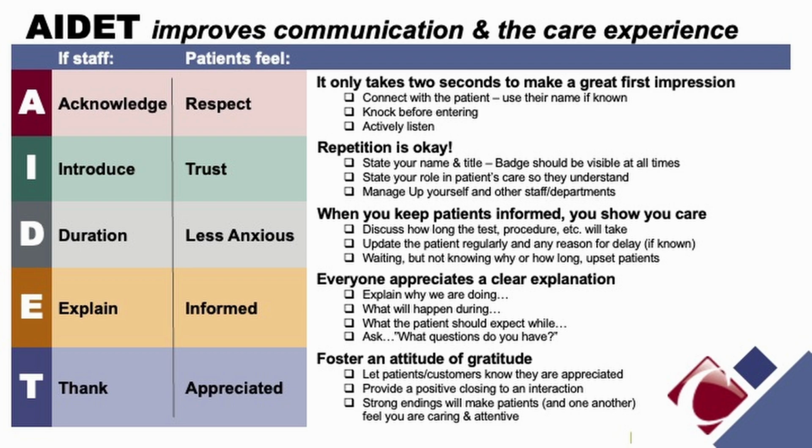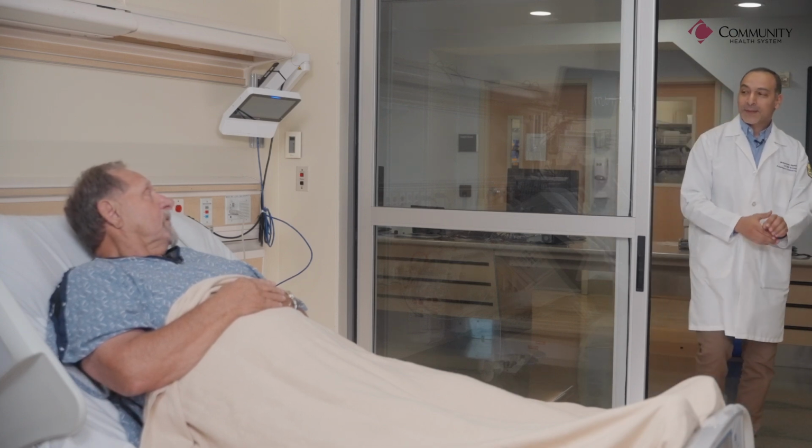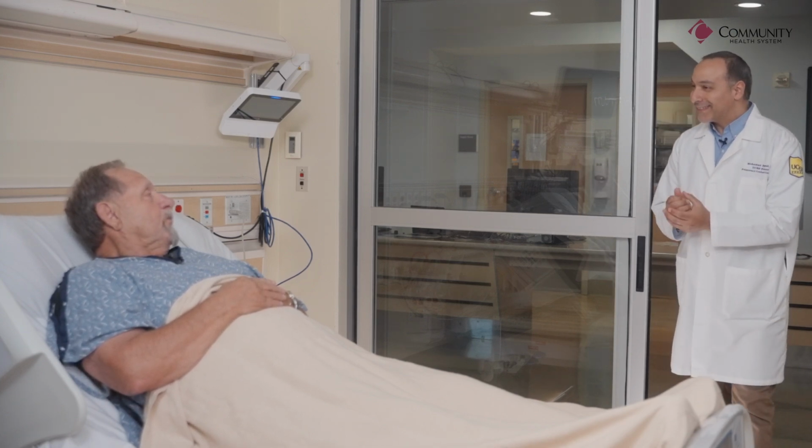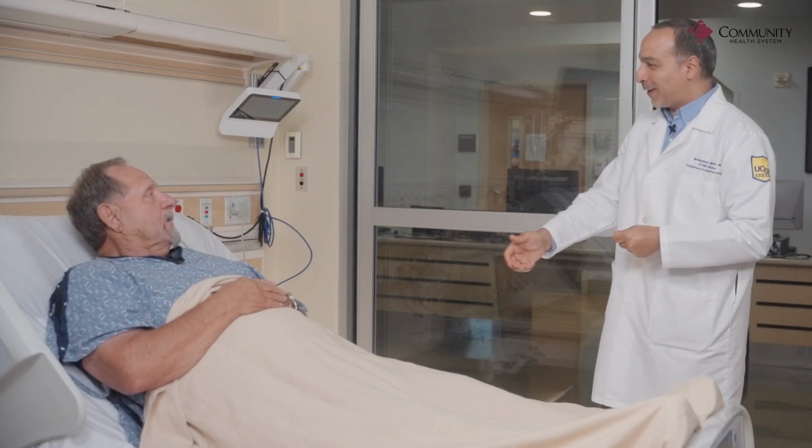The 5 AIDET behaviors are: A. Acknowledge. Knock on the patient's door or announce yourself before entering. Greet the patient and family with eye contact and positive body language. I. Introduce yourself and your role in the patient's care.